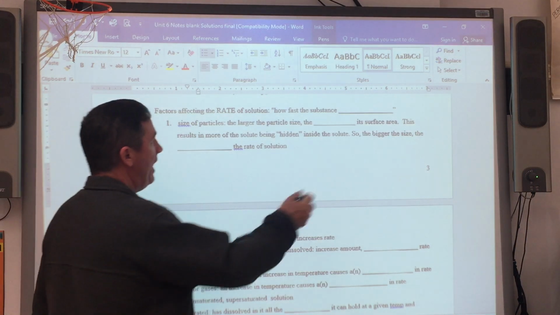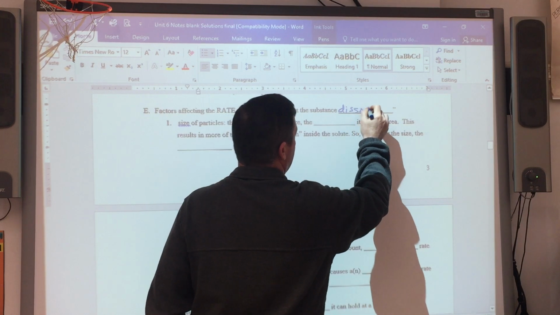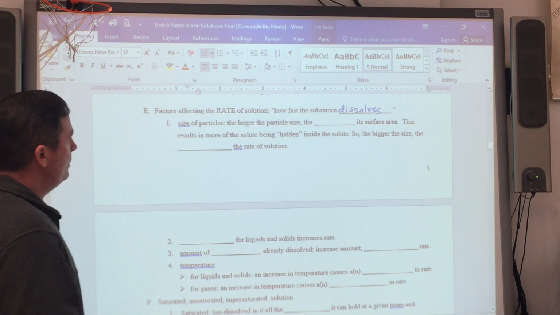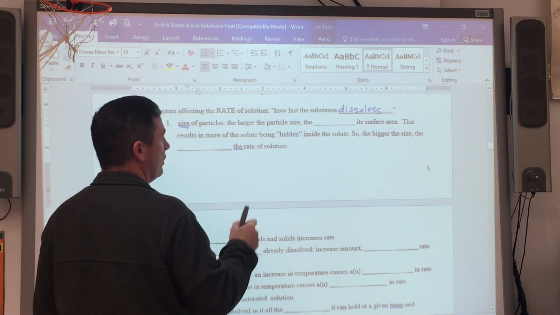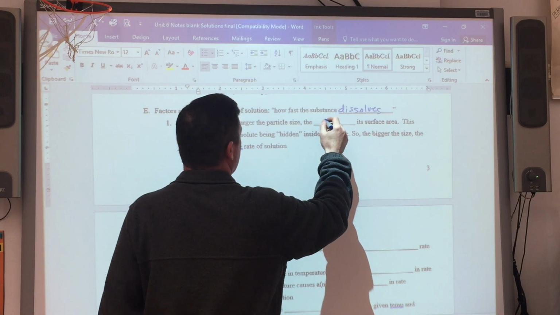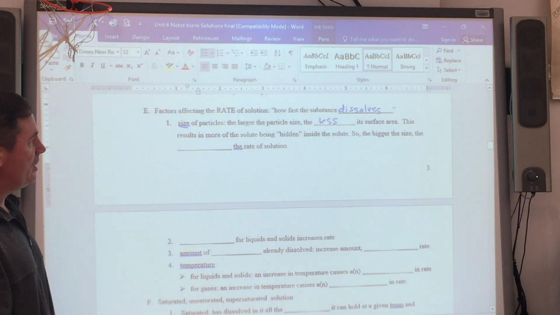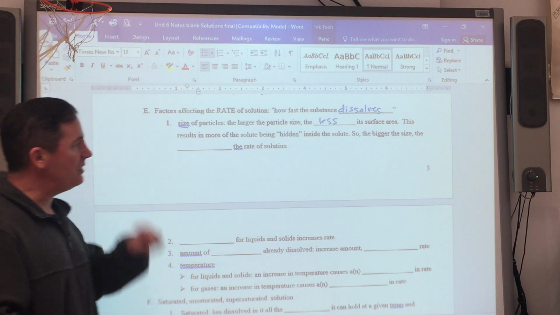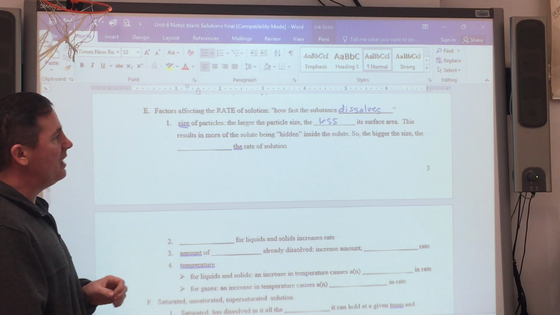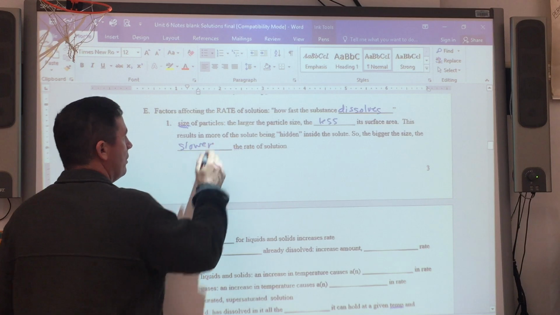Okay, so today we're going to be learning about factors affecting the rate at which something dissolves, how fast the substance dissolves. So now, not how much, but how fast. Well, the size of the particles has something to do with it. The larger the particle size, the relatively less surface area. This results in more of the solute being hidden inside the solute. So the general rule is the bigger the size, the slower the rate of solution.